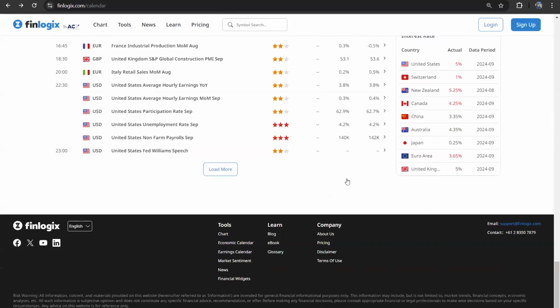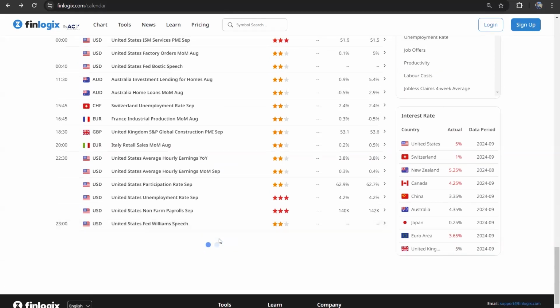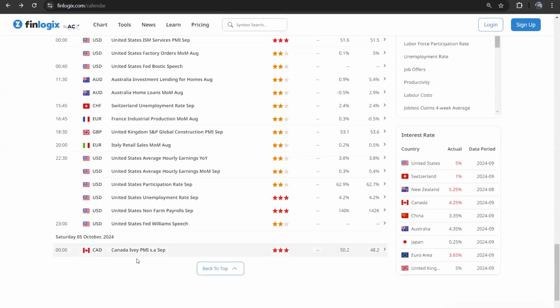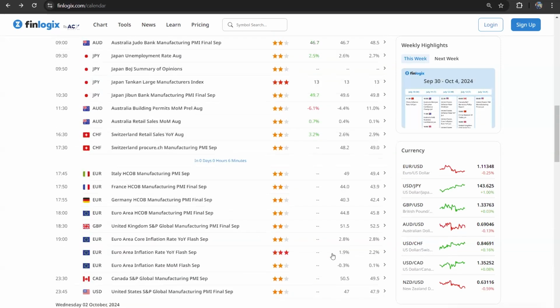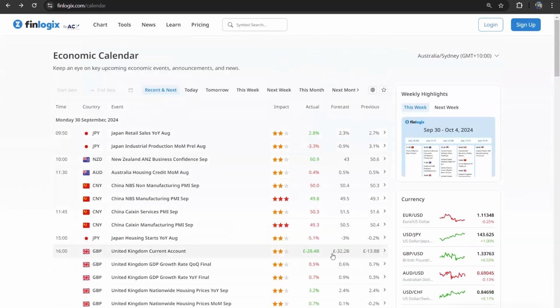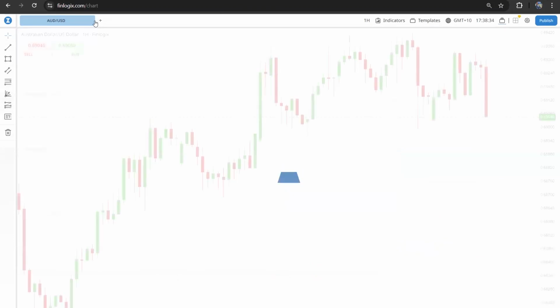Well, I think this is pretty much it from the economic calendar. We have on Saturday at midnight the Canada Ivey PMI expected to be 50.2 from the previous of 48.2. So I think that's it. Pretty much I've covered every little thing here on the economic calendar. Does anyone have any questions about the economic calendar, or can we move on? Just going to wait for everyone to answer. No questions. Okay, that's good.